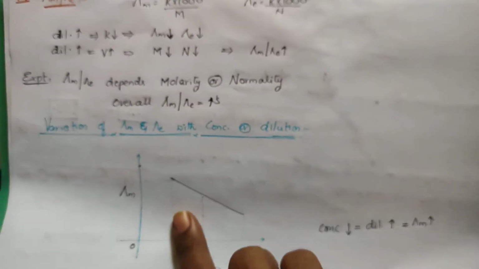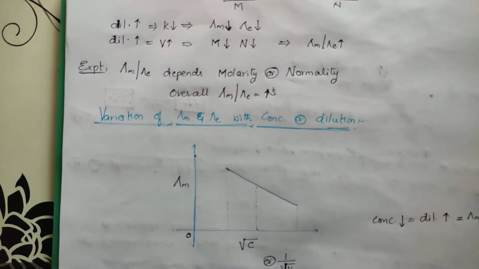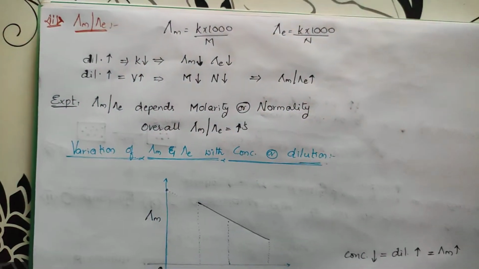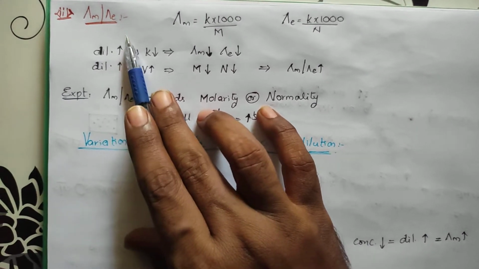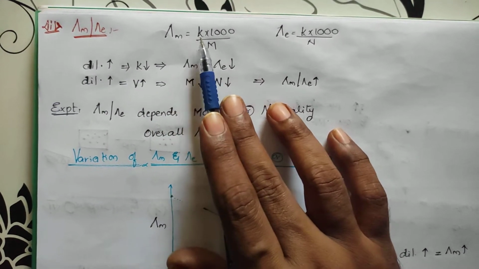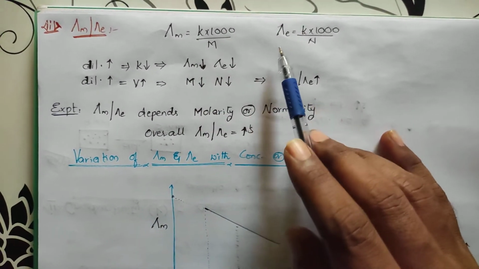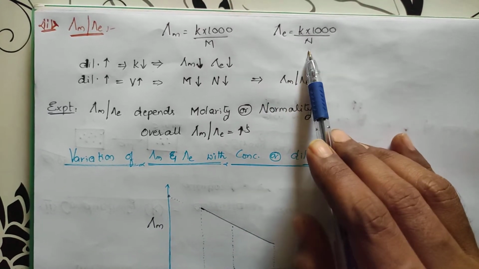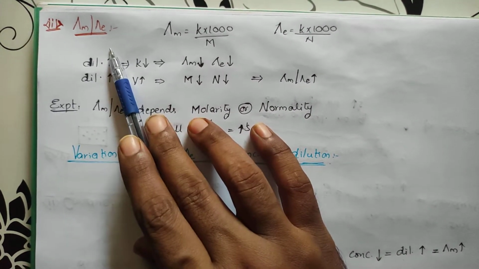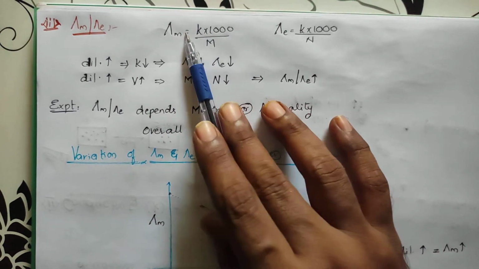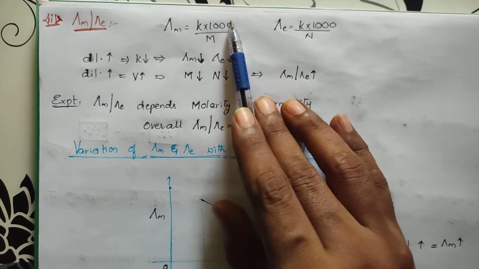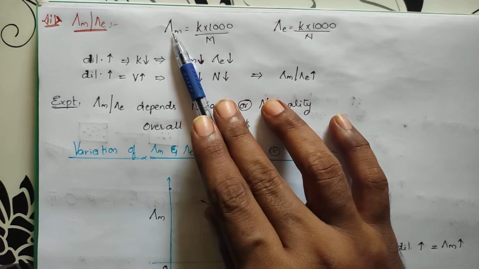Right, let us take here lambda M as well as lambda E. So this is molar conductance, and this one is the equivalent conductance. Molar conductance is K into 1000 by M. Equivalent conductance is K into 1000 by N. Dilution increases, which means this one, K into V, will be getting affected. Dilution increases, volume increases, this one will increase.